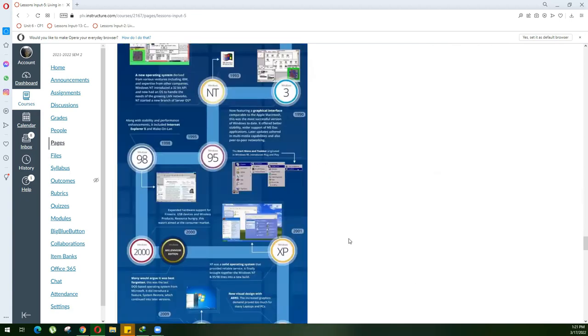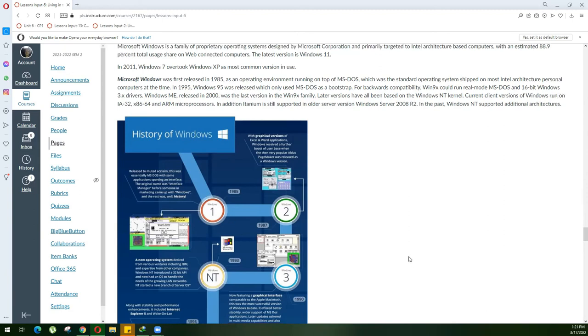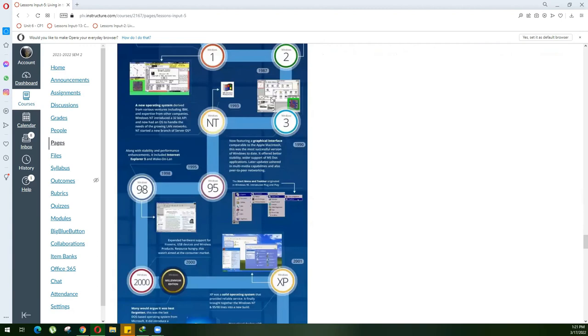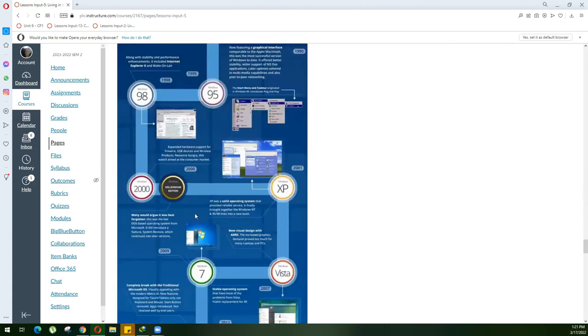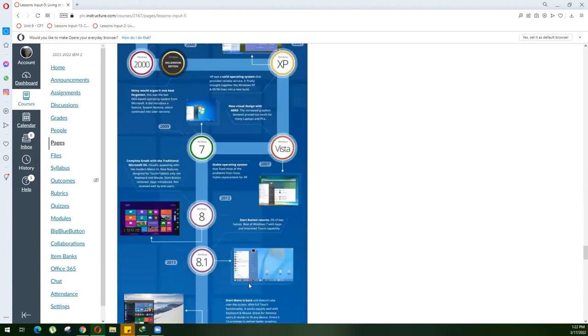As you notice, the very first Windows was plain, so it uses fewer colors. So in 1985, as you notice, as time progresses, the interface became more colorful, and more pleasing to the eyes.